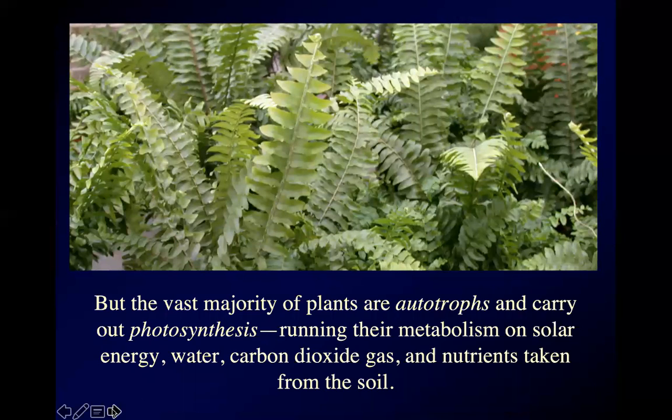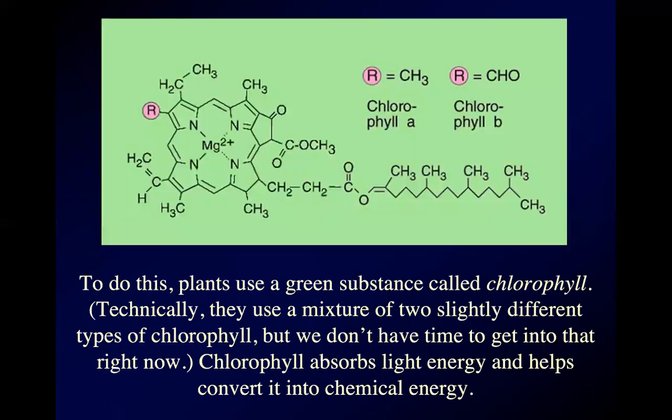But the vast majority of plants carry out photosynthesis. Photosynthesis is the most common type of being an autotroph. There's a few others that we don't really need to get into. They run their metabolism on sunlight and build up large molecules out of small ones like water, carbon dioxide, nitrates, and minerals that are taken from the soil. To do this, they use a green substance called chlorophyll. Actually, technically, it's a mixture of two slightly different types of chlorophyll. We don't need to get into that.